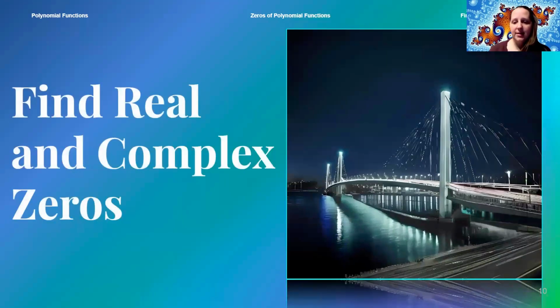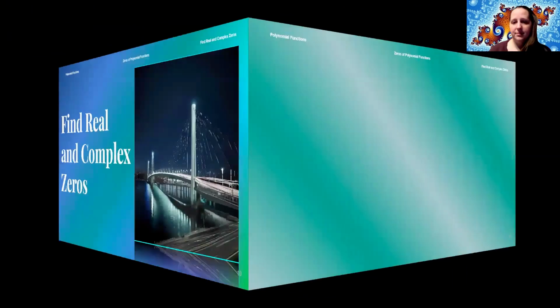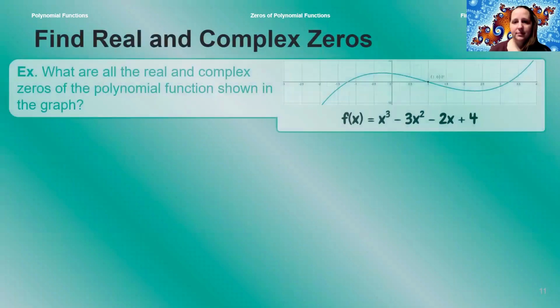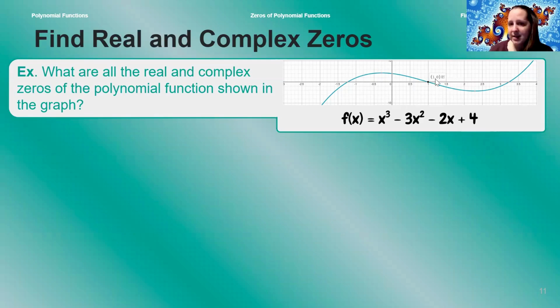Find real and complex zeros. What are all the real and complex zeros of the polynomial function shown in the graph? So if I'm looking at this graph, x cubed minus 3x squared minus 2x plus 4, I can see that I cross at 1. So that means there is an odd multiplicity.